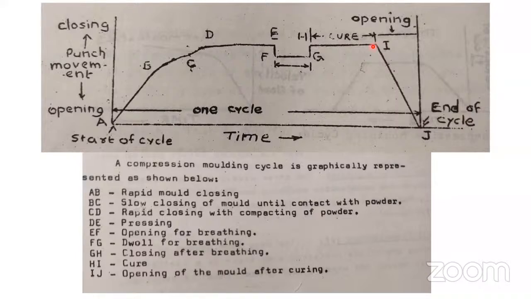And then after the cure of the article, you have to open the mold here. Opening the mold and remove the article. The cycle ends here up to J. The opening also you have to do slowly. It takes time, from this place to this place. Just don't open like this immediately. You have to slowly open the mold and remove the article. This is the compression cycle graphical representation.